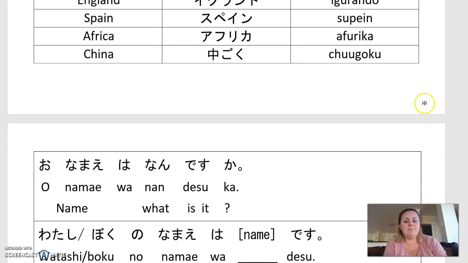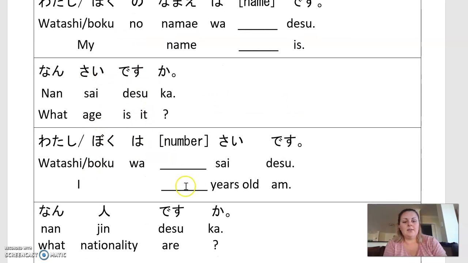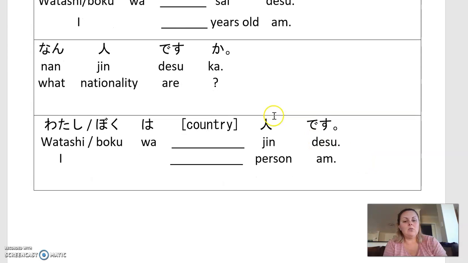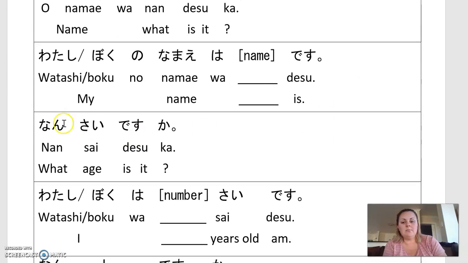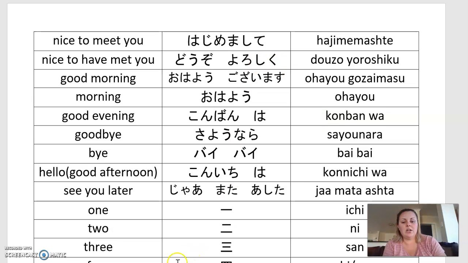If you flip over to the back side of your chart, we've got all of our sentence patterns. What is your name? My name is. How old are you? I am something years old. And we also learn how to ask someone what country they're from, but we haven't learned that yet. So all of your symbols, all of your pronunciations, all of your answers are on your vocab chart.